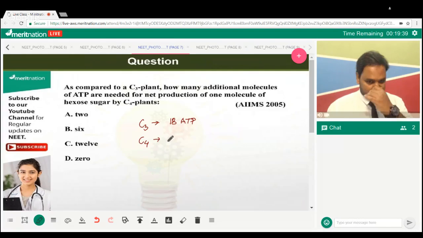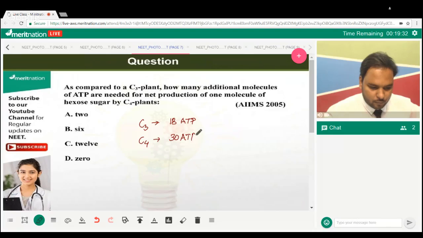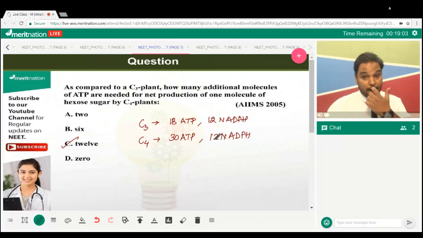So if you remember, in C4 you require 30 ATP. The difference is of 12 ATP. So the correct answer is 12, because the NADPH is same. There is a 12 NADPH here, and there will be 12 NADPH utilized here. So there is no question of having a difference in NADPH, but yes, you require 12 more ATP in the production of one glucose molecule in C4 cycle.